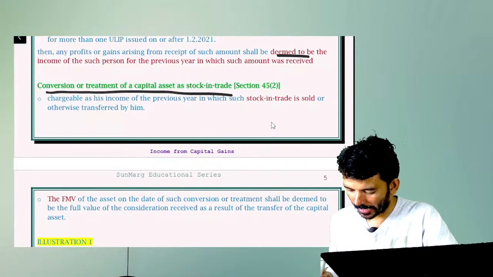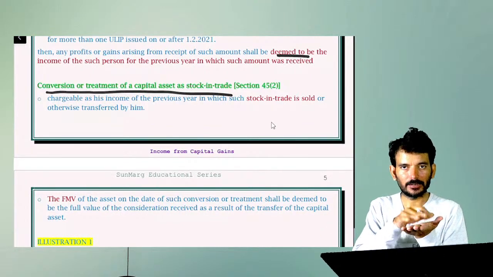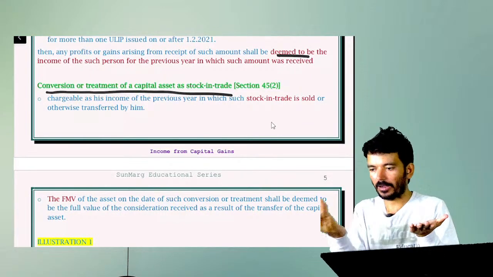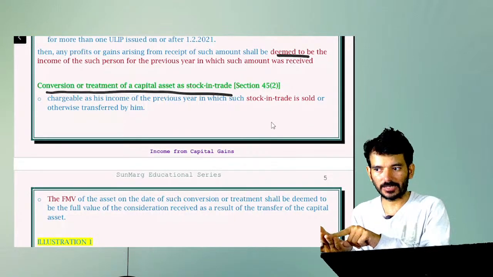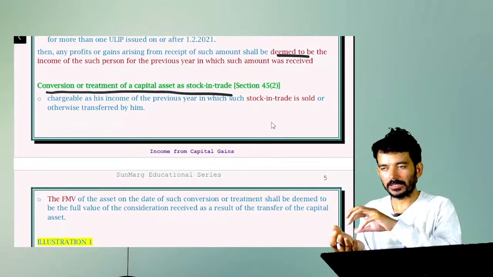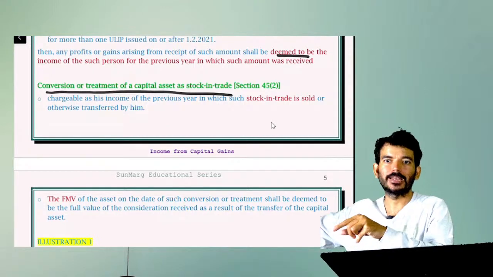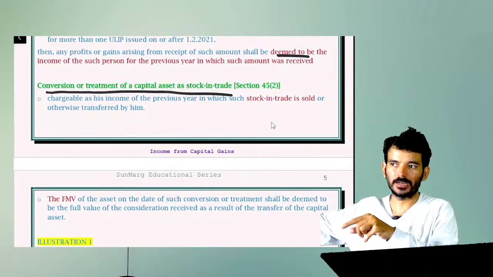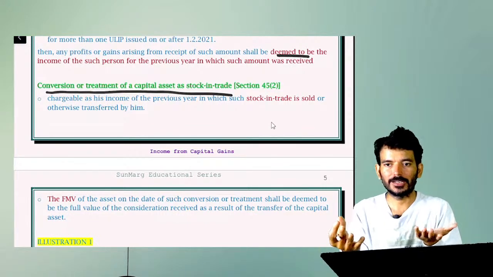Next, conversion or treatment of a capital asset into stock in trade. Just now I was giving one example. I was holding one land, it's a capital asset, and after that I am just converting my capital asset into stock in trade. It's a transfer, but whenever there is a transfer, I will not be paying any tax. This converted stock in trade, eventually I might be selling in the next 5 years, next 3 years, right? That time I will pay it. Okay, so do not combine the entire situation.